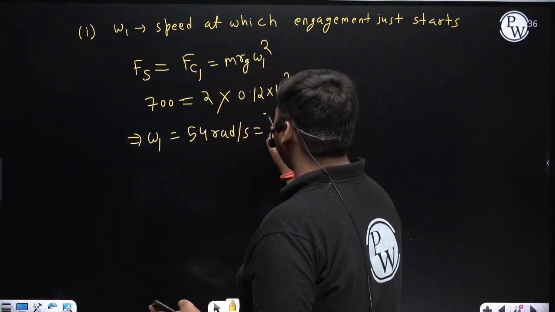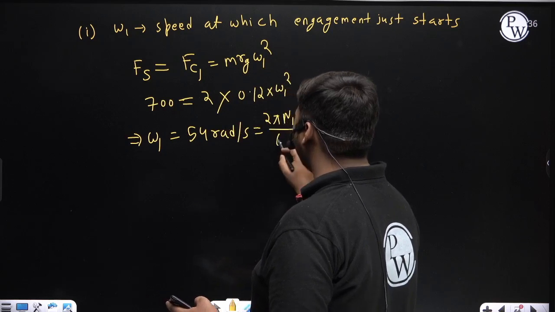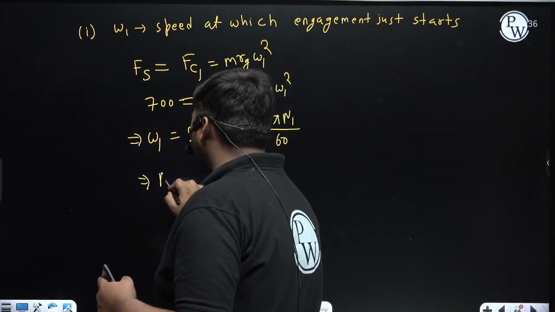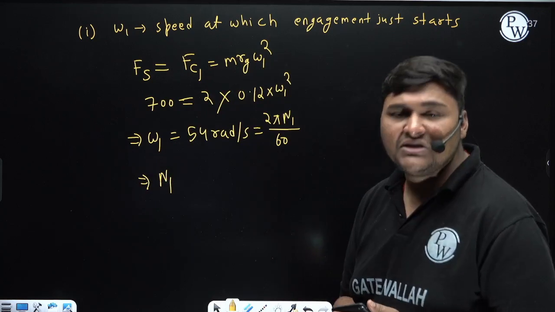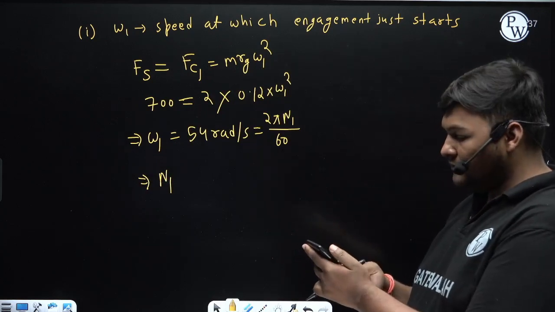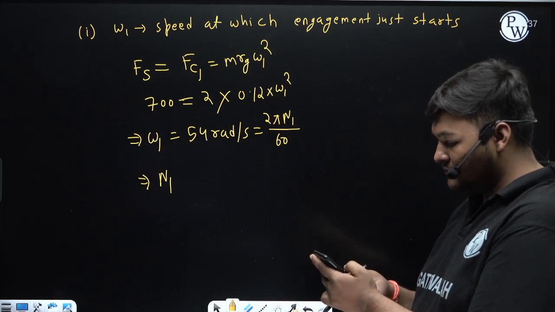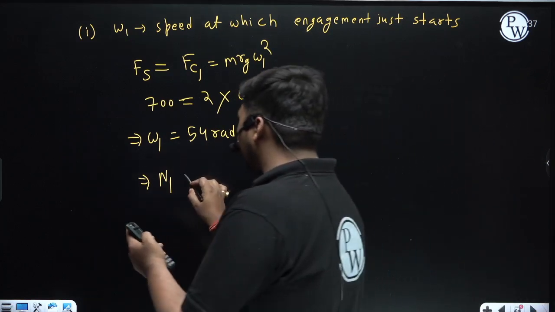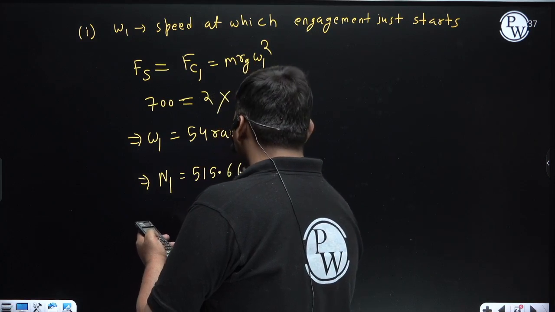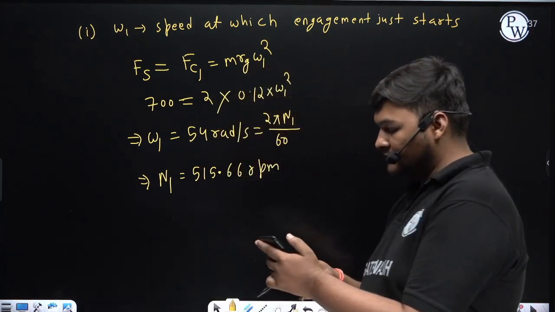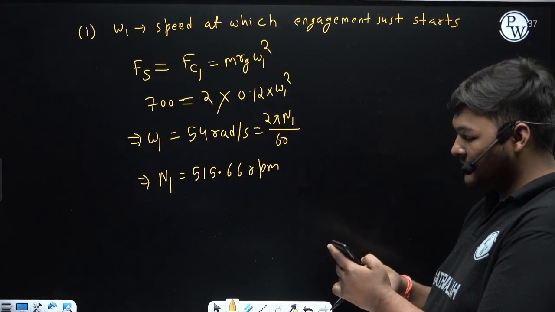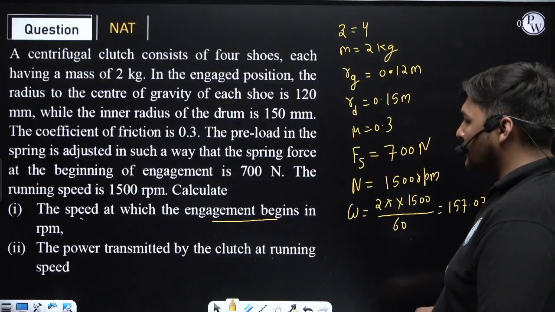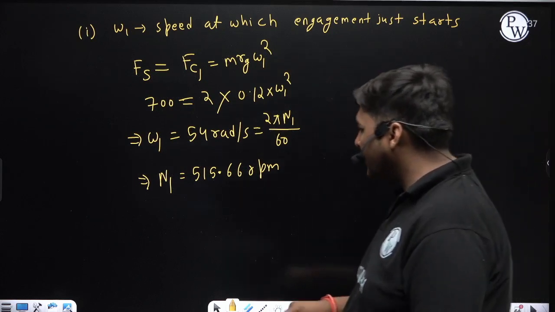We will convert this into RPM. Omega 1 is equal to 2 pi n1 by 60, where n1 is the speed in RPM. So from this equation, you can calculate n1, that is the speed at which engagement will just start in RPM. After calculation, it is coming 515.66 RPM. So this is the speed at which engagement will just start. Engagement is starting at a speed of 515.66 RPM.